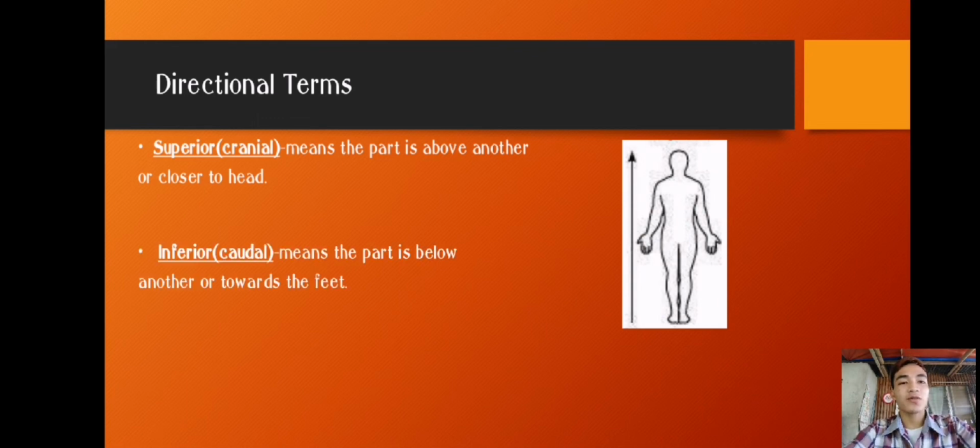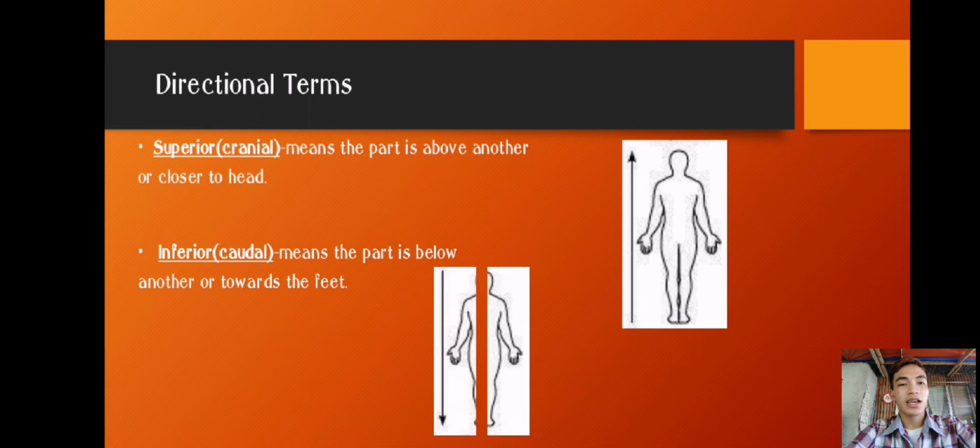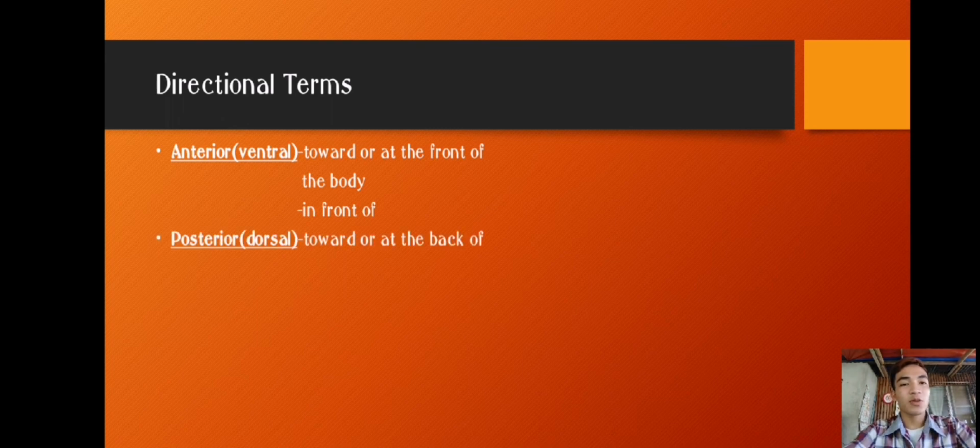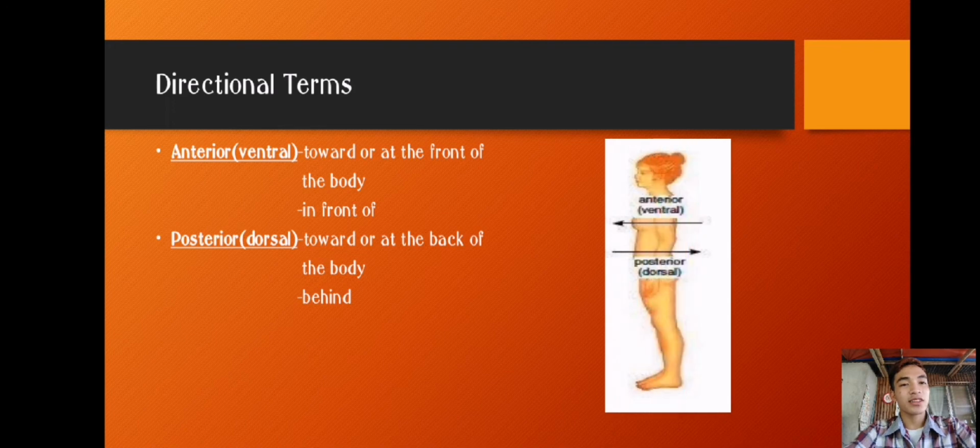Next, we have inferior or caudal, means the part is below another or towards the feet. So below. Next, we have anterior or ventral, toward or at the front of the body or in front of. Next, we have posterior or dorsal, toward or at the back of the body or behind. So this is the picture.